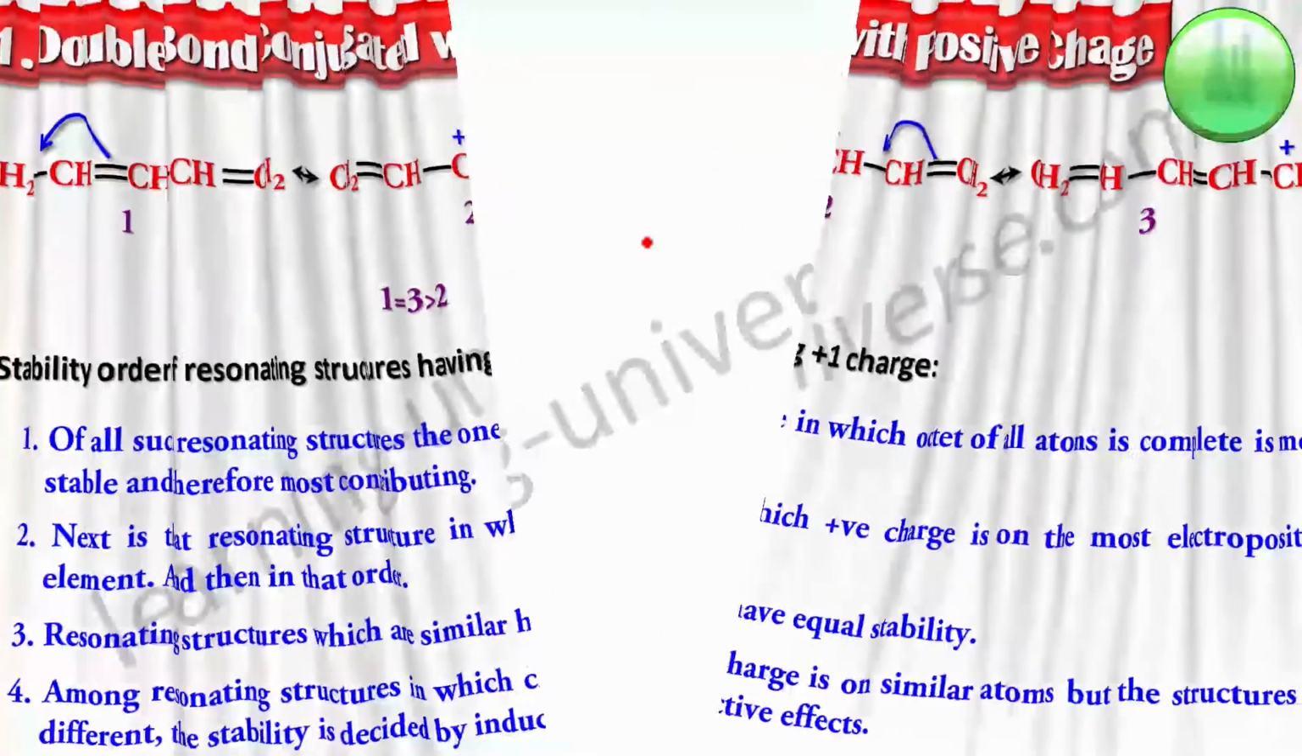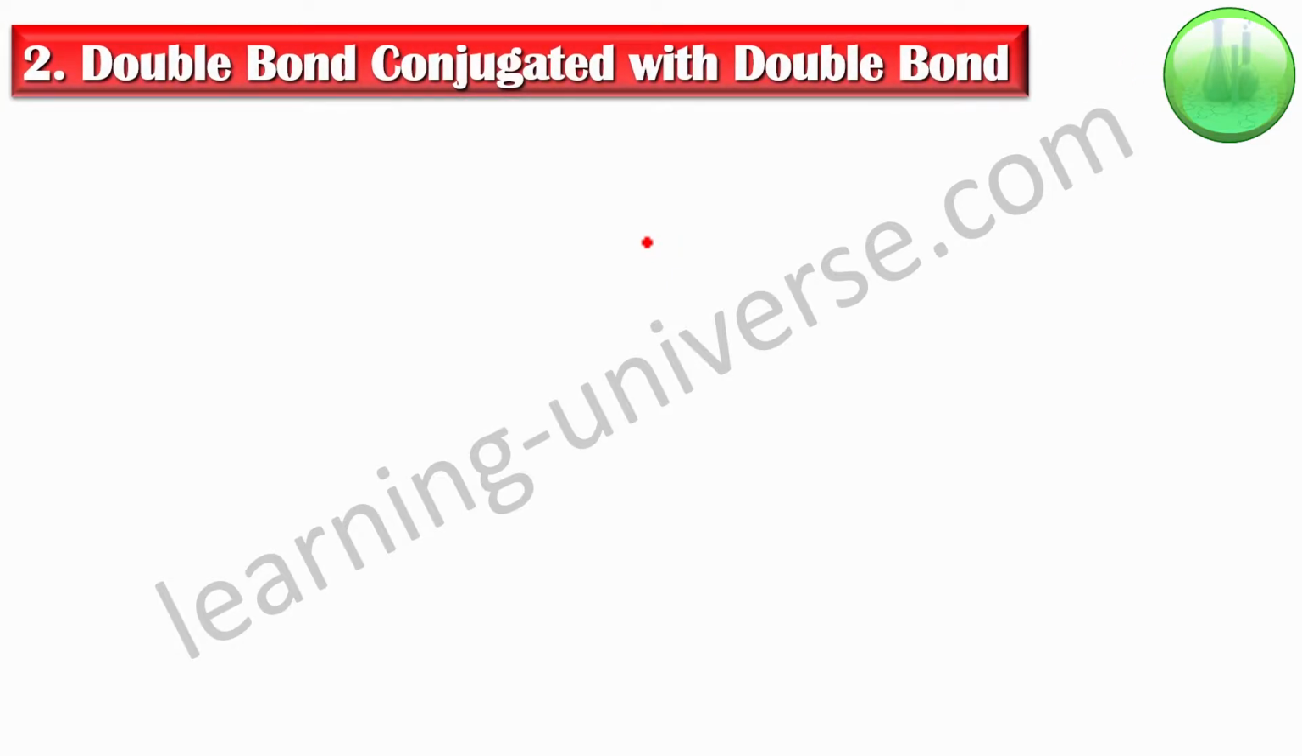Now, the second condition for resonance to happen, the curtain opens, and that is to show you when a double bond is conjugated with another double bond. So if we have a molecule like this, can you see? Double, double, double, all are conjugated. So we are going to figure out how to draw the resonating structure in this particular case. Now in this particular case, we can draw the resonating structure like this.